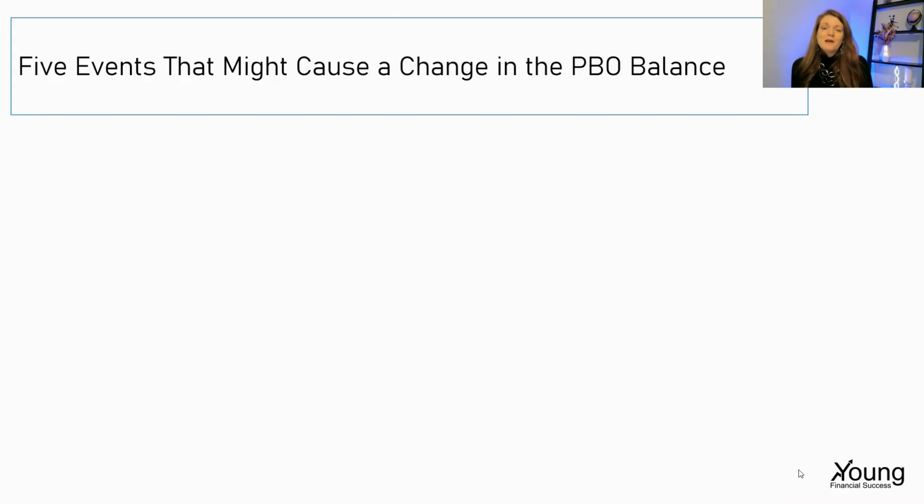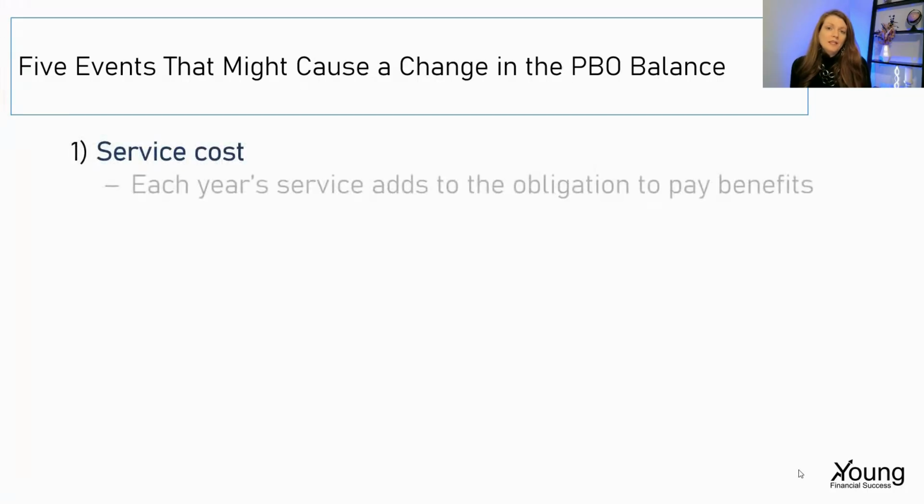So in this one, we're going to talk about the 5 events that might cause a change in the projected benefit obligation. Just a little recap. The PBO, the projected benefit obligation, that is the obligation that we have as a company to pay out to our employees once they retire. So we're talking about a defined benefit plan. This is where the company agrees that even after their employees retire, they're still going to pay them a portion of their paycheck. Now, this is all based on how much money they made at the end of their time there, and it's going to be based on how many years they worked there.